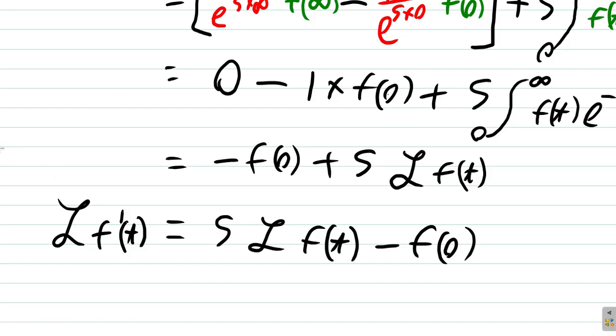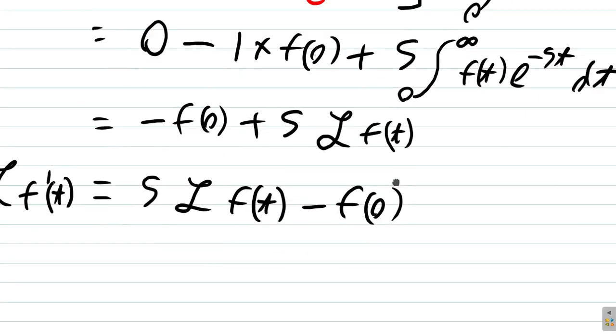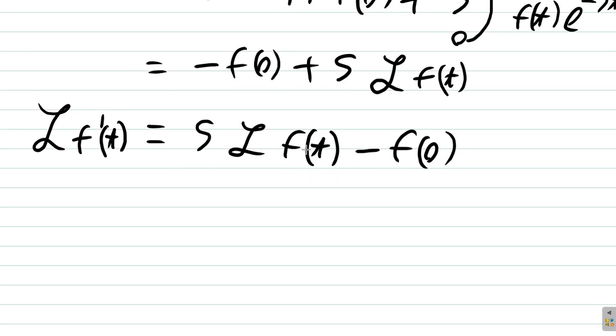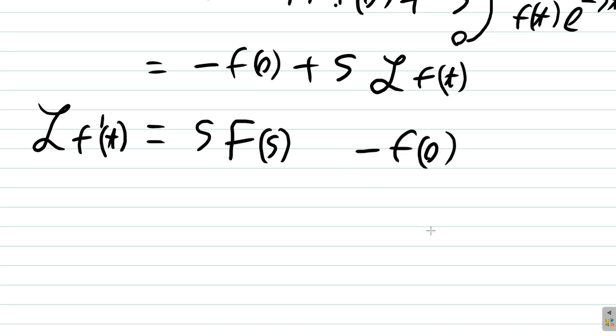Now, earlier I pointed out that the Laplace transform of f of t is the same as big F of s. So let's rewrite it that way to match what is in the table. The Laplace transform of f of t, you can write it as big F of s. So this is F of s. All right, so let's see if everything matches. The Laplace transform of the first derivative is s F of s minus f of 0. Okay, so there we have it. That's the Laplace transform of the first derivative.